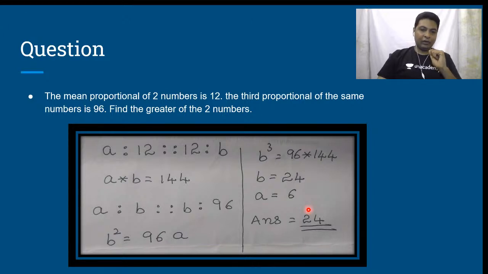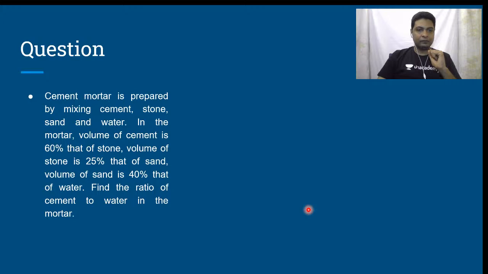Next, let us look at another question. Cement mortar is prepared by mixing cement, stone, sand and water. In the mortar, volume of cement is 60% that of stone. Volume of stone is 25% that of sand. Volume of sand is 40% that of water. Find the ratio of cement to water in the mortar.